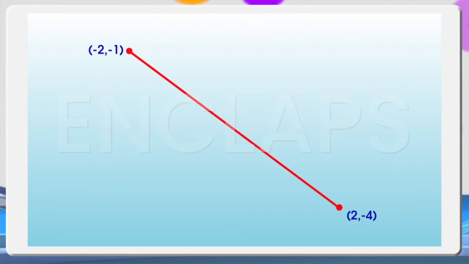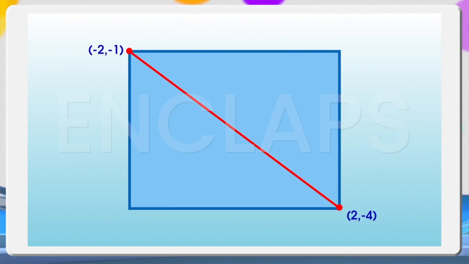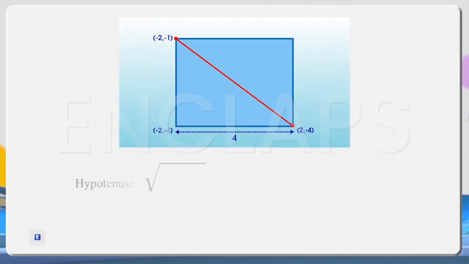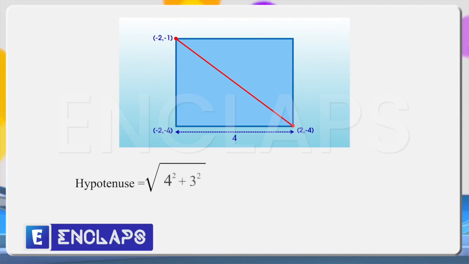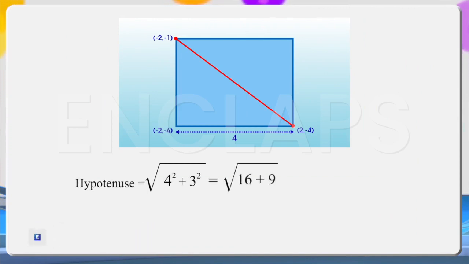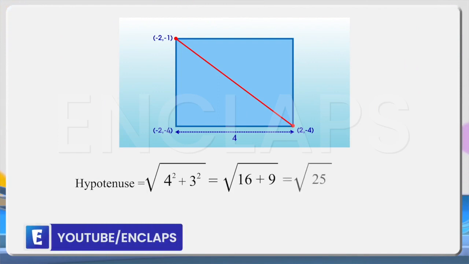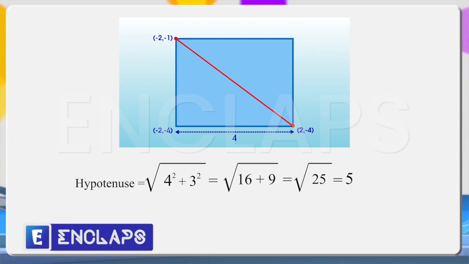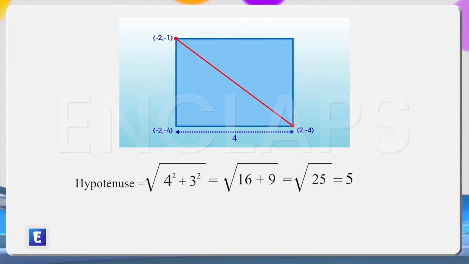See this picture. What if the positions of the points are like this? You can find the length by drawing a rectangle as you did before. Here, the base of the right triangle MNP equals 2 minus minus 2 equals 4. Height equals minus 1 minus minus 4 equals minus 1 plus 4 equals 3. Then the hypotenuse equals root of 4 squared plus 3 squared equals root of 16 plus 9 equals root 25, which is equal to 5.